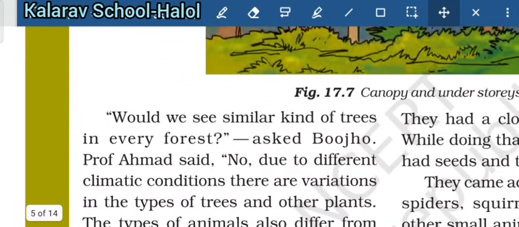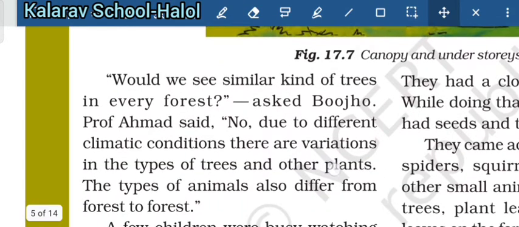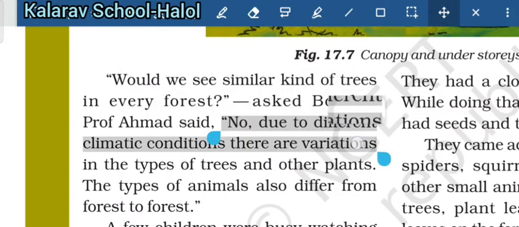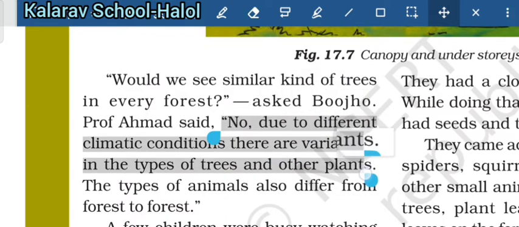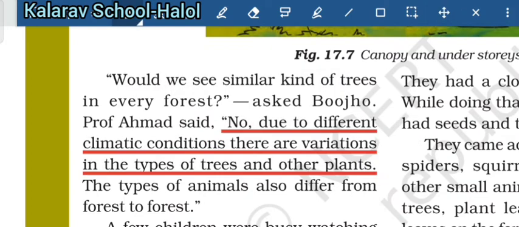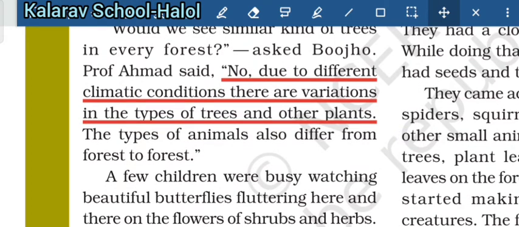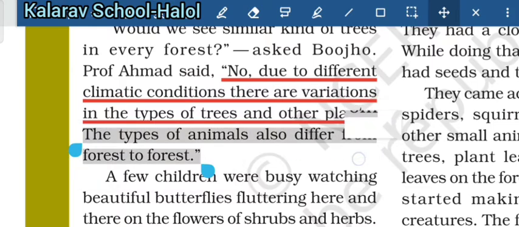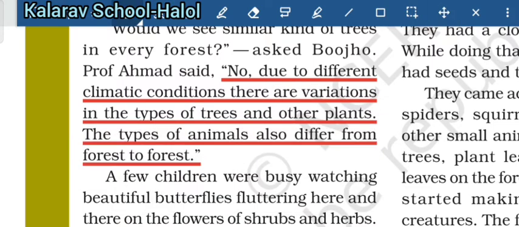Next, do we see similar kinds of trees in every forest? This is the question asked by Bujo, but Professor Ahmed says no. Due to different climatic conditions, there are varieties and variations in the types of trees and other plants. Types of animals are also different from forest to forest.